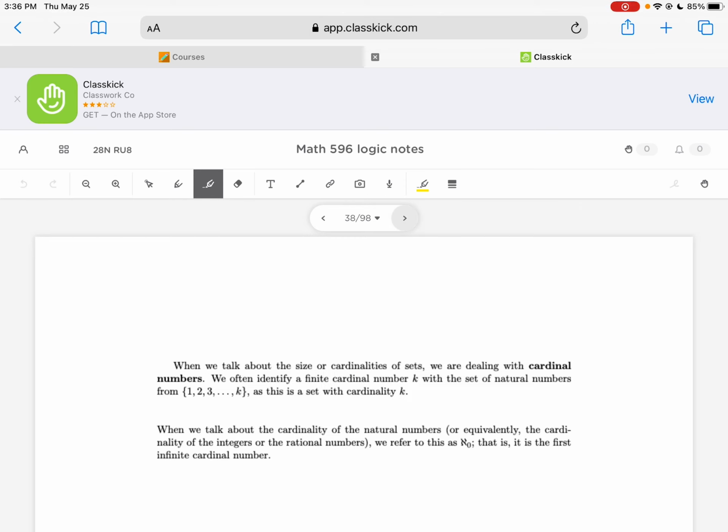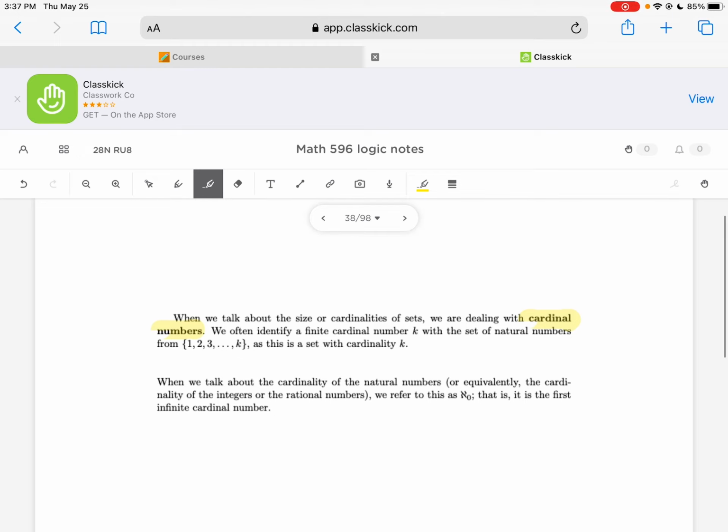So when we talk about the size or the cardinalities of sets, we're dealing with what we call cardinal numbers. And we often identify a finite cardinal number, let's call it k, with the set of natural numbers from 1 to k, because this is a set that has cardinality k, that has k members.